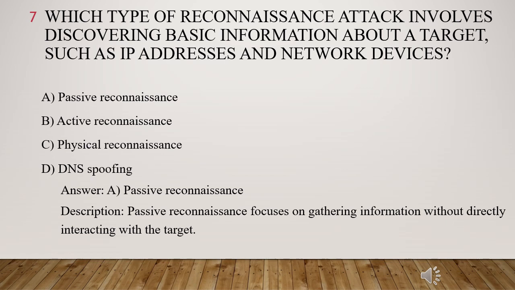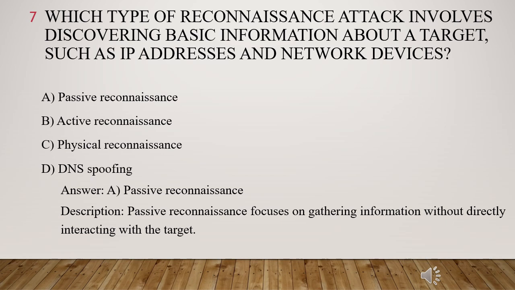Passive reconnaissance. Here's why. Passive reconnaissance. This involves gathering information about a target without directly interacting with it. This includes collecting publicly available data like IP addresses, network devices, employee names, and website content. It aims to build a basic understanding of the target's infrastructure and potential vulnerabilities. Active reconnaissance. This involves directly interacting with the target system to gather information. This can involve techniques like port scanning, vulnerability scanning, and password spraying. It aims to identify specific weaknesses and exploit them.